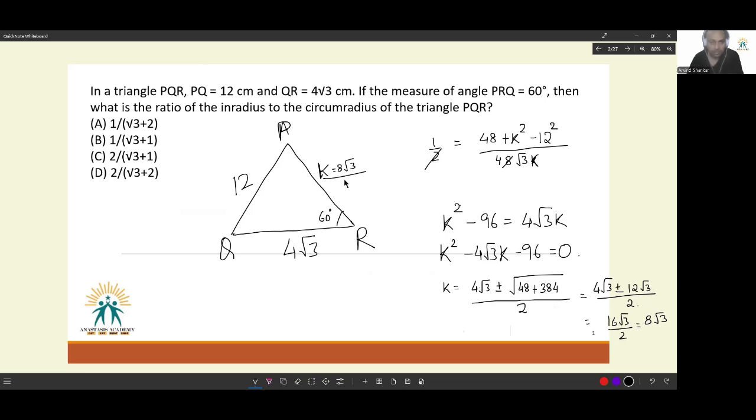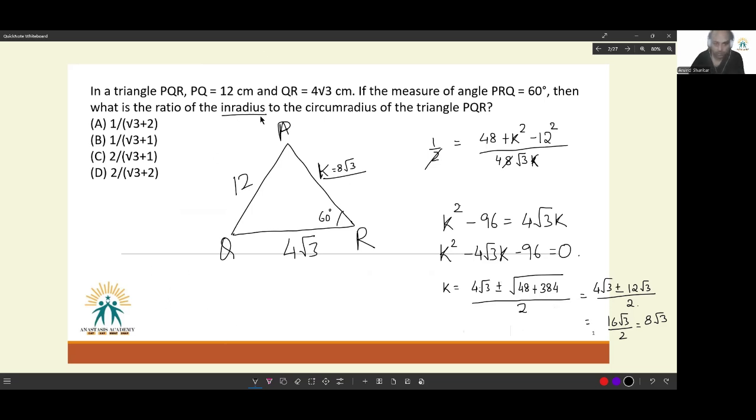Once we have figured out the value of k being 8 root 3, now perhaps you can get to the conclusion that QR is to PQ is to PR is 1 is to root 3 is to 2. And then you get to your right angle version. That would be wonderful, but if not, even after figuring out the third side, if you are unable to see that, there are other ways.